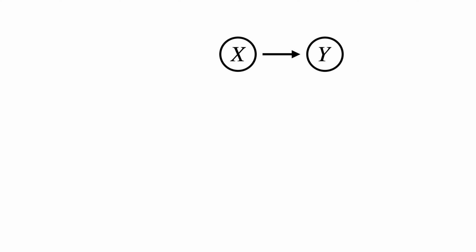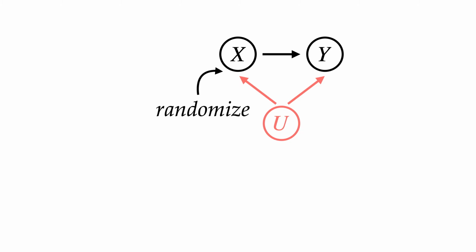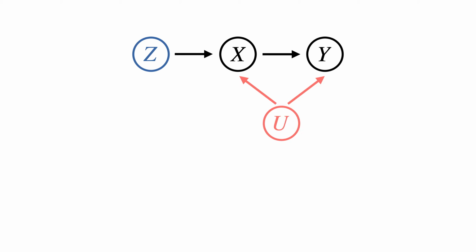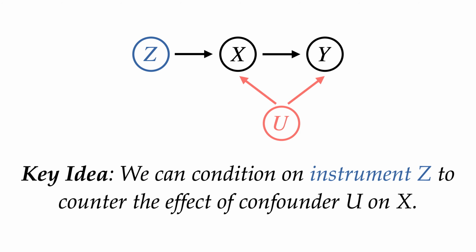Consider trying to regress from x to y, both of which are influenced by a confounder u. Ideally, to mitigate the effect of a confounder, we would randomize over x via a controlled experiment. However, if we only have access to observational data, we can achieve the same effect via a source of randomness independent of the confounder. This variable is called an instrument, which we denote as z. The key idea of instrumental variable regression is that one can condition on the instrument z to counter the effects of the confounder.